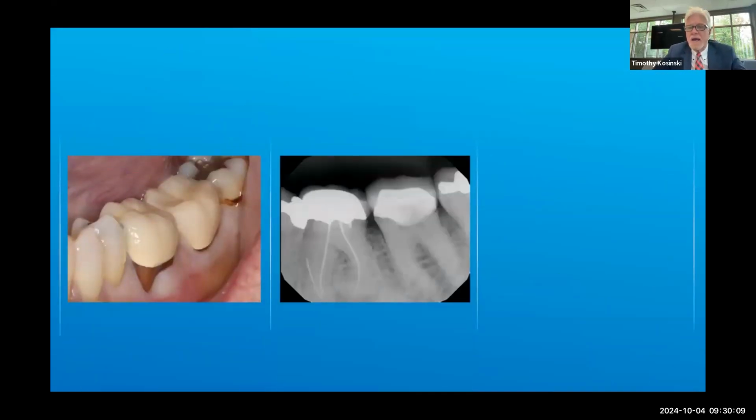So let's go through some clinical cases. We have a tooth that's deemed non-restorable, and we are going to remove it.